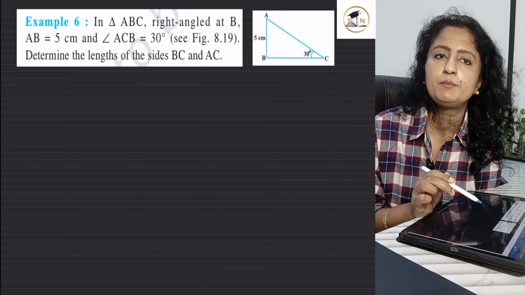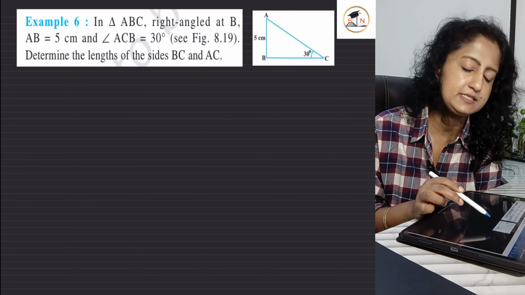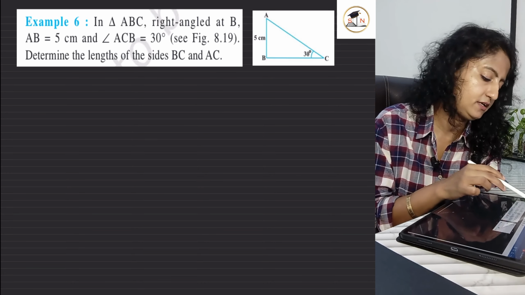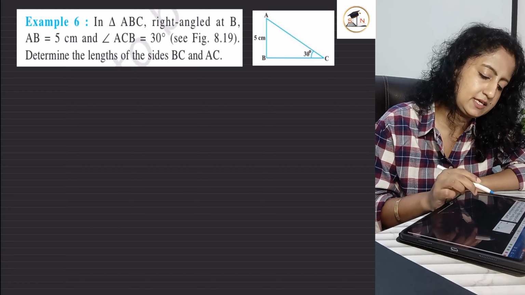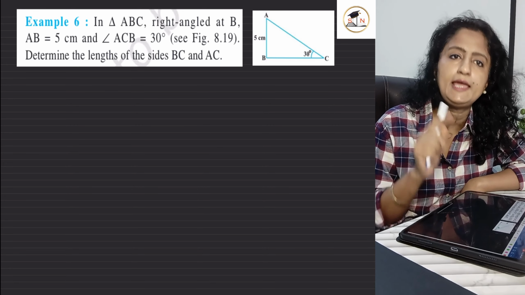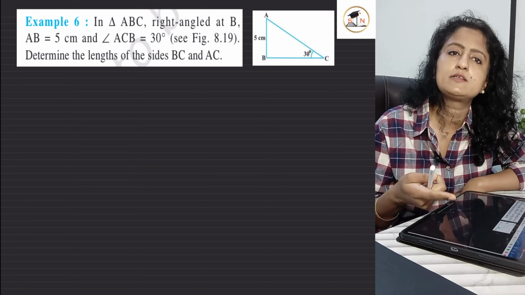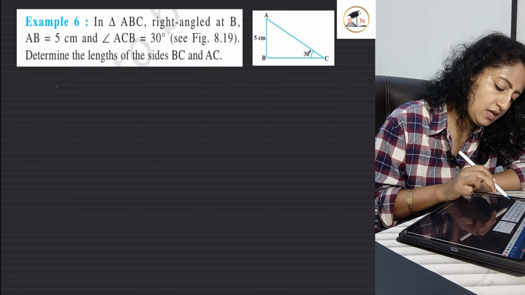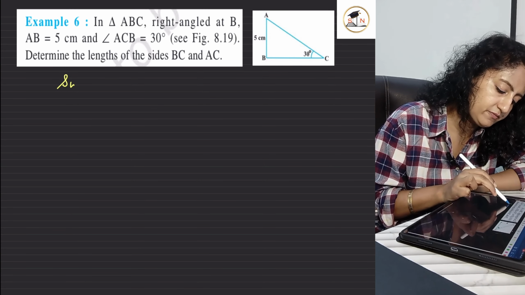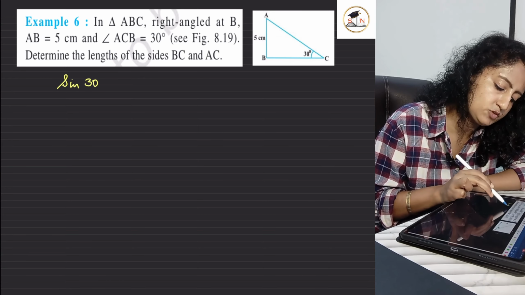एक side length given है हमें AB. We need to find BC and AC, right? So let's start with that. अब यहाँ पे हमारे पास क्या है? See, एक angle given है, एक side length है. There are two ways to do it. Let's see how. First, if I use sin 30 से मुझे क्या मिलता है?